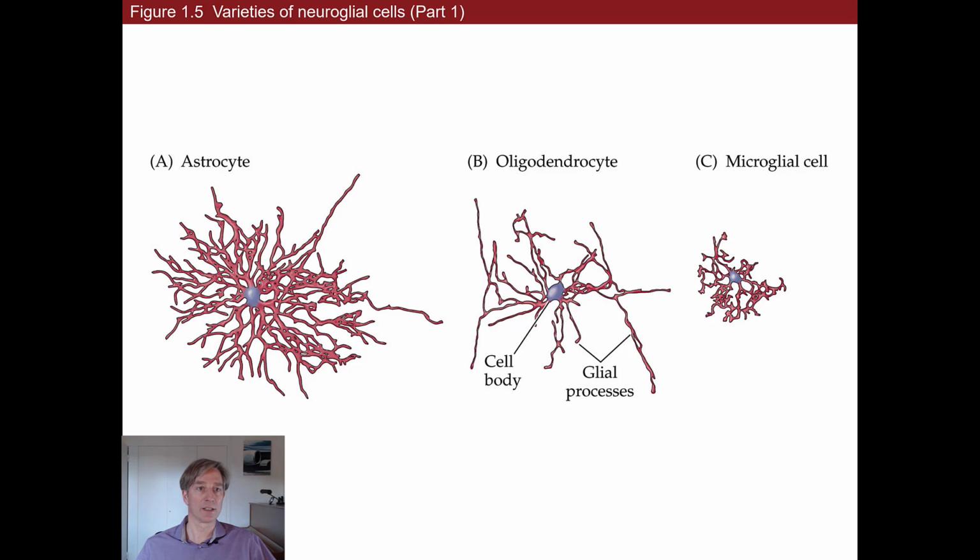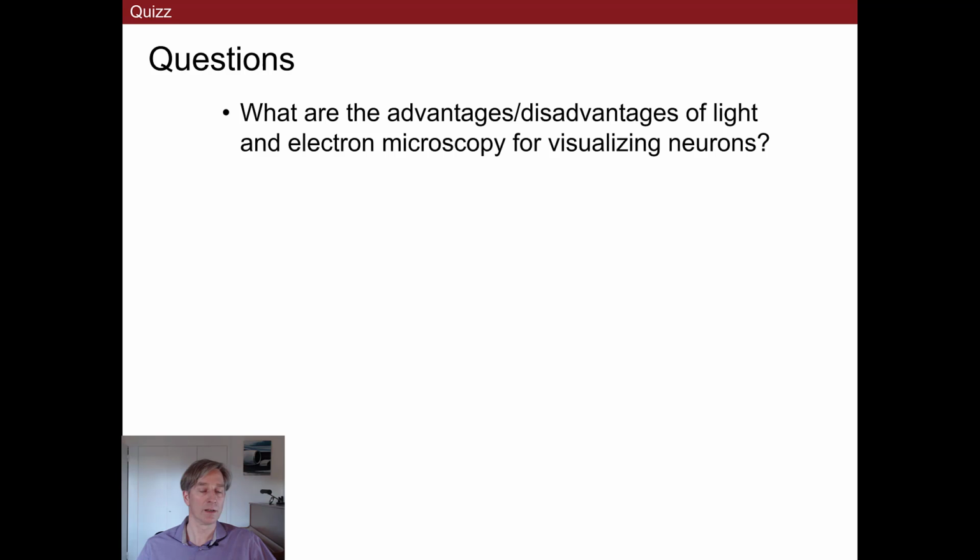So this concludes this first introduction. We've seen what the lecture is about, that the function of the brain is to produce behavior, and we've seen the main parts of neurons and also the other cells, the glial cells in the brain. The first question we could discuss is: what are the advantages and disadvantages of light and electron microscopy for visualizing neurons?